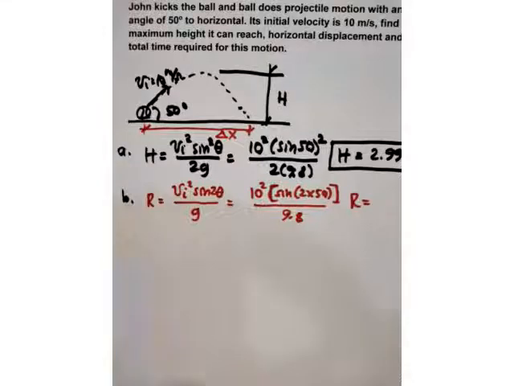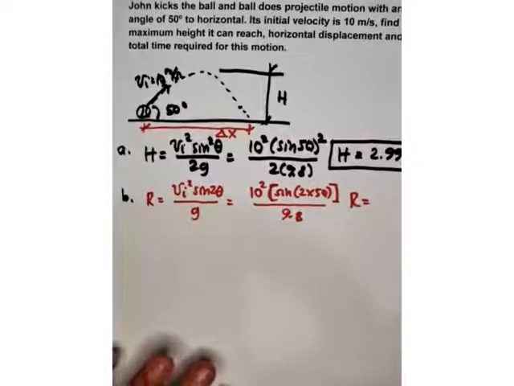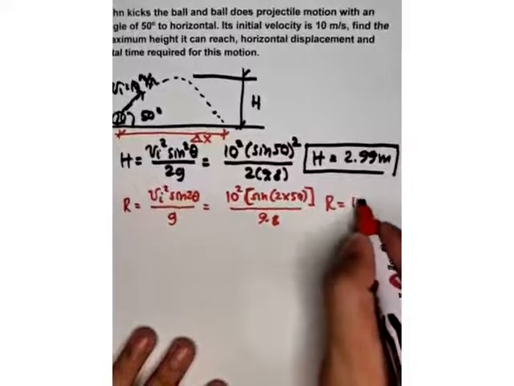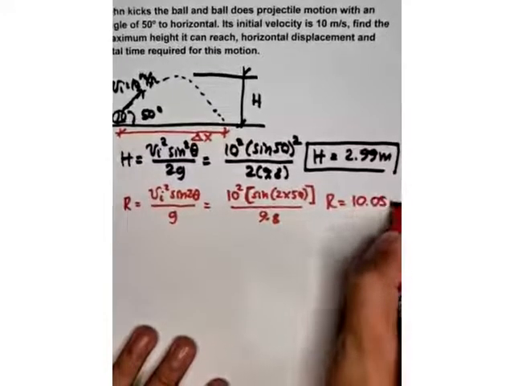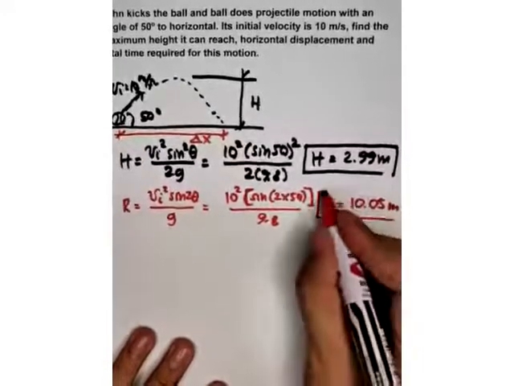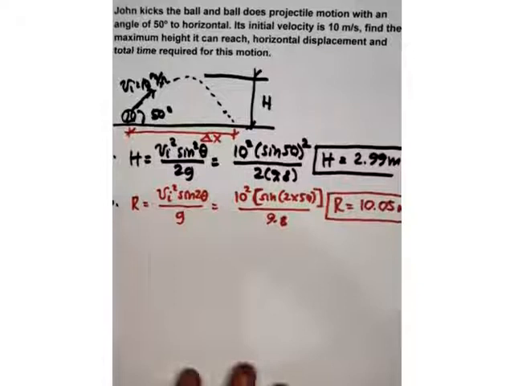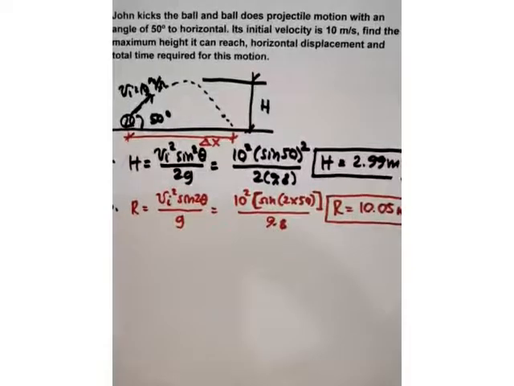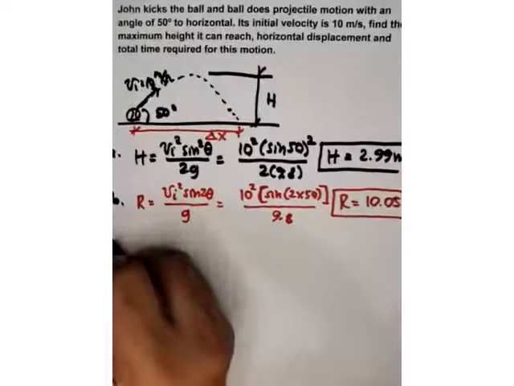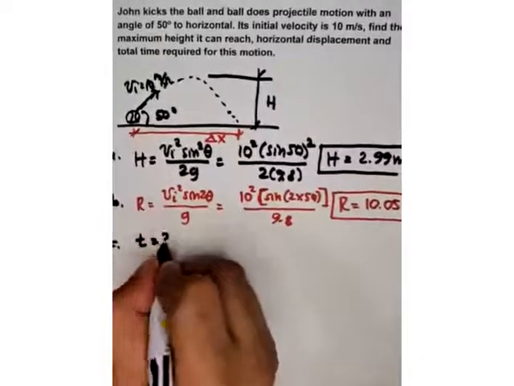So range is 10.05 meters. Ayan. Okay? 10.05 meters. Okay. Letter C. What's the time?